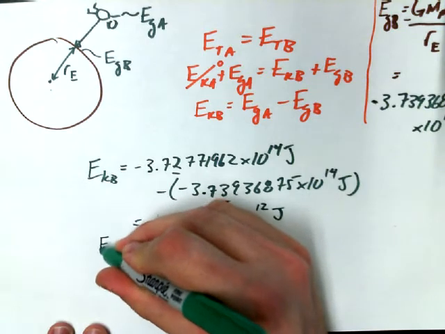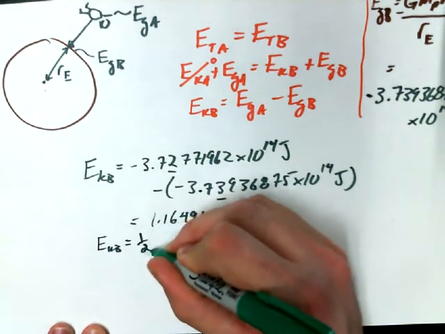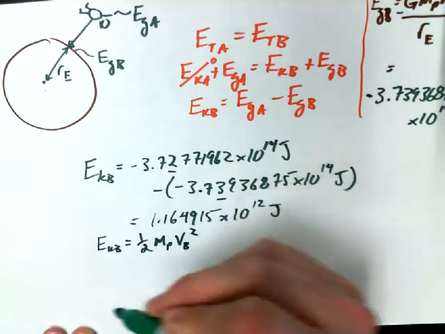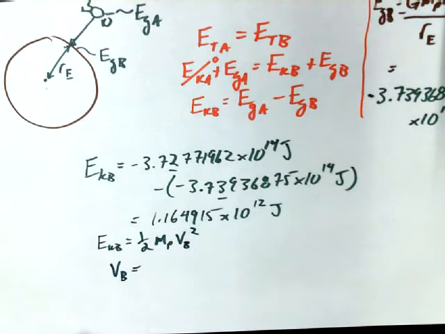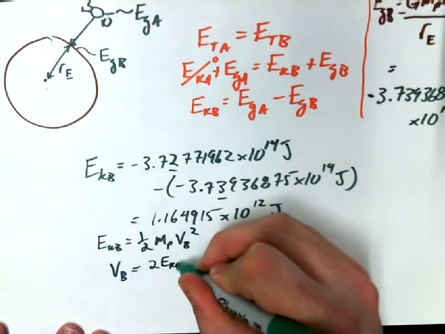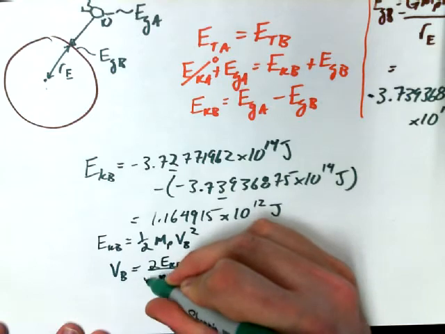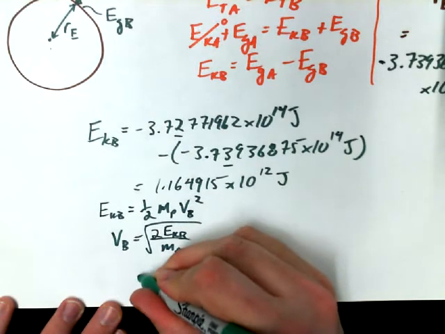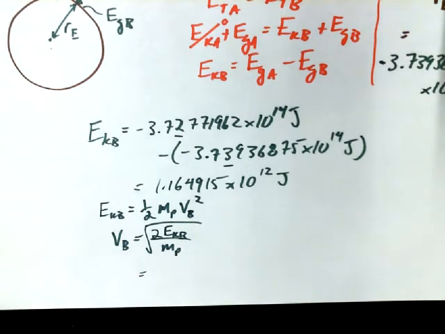All right. So now we want to figure out how fast this person is going. EKB is equal to 1/2 m of the person times v, position B squared. So VB, if I do a little bit of rearrangement, should be equal to 2 EKB over MP, all square rooted. I'm not going to rewrite that big number, but can I ask you to please do 2 times that energy value divided by the mass, all square rooted. It will be a big number, I know that. It might even be an unrealistic number.